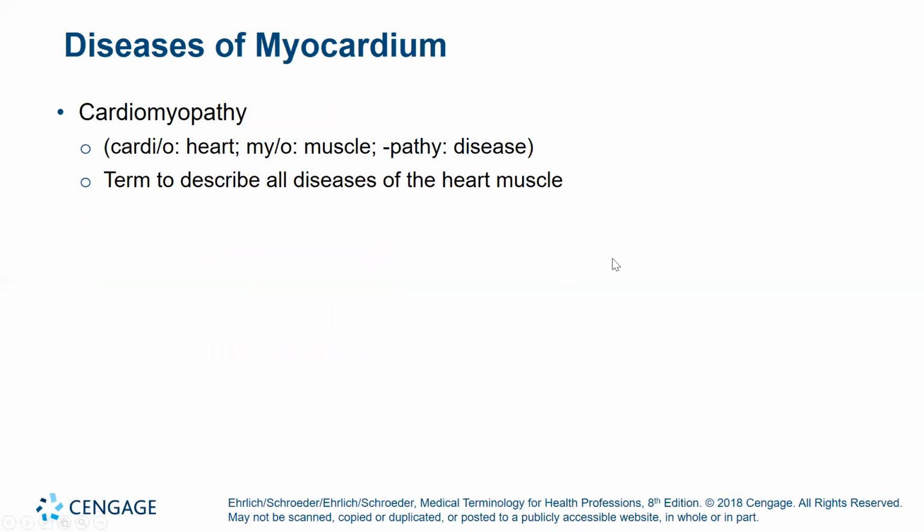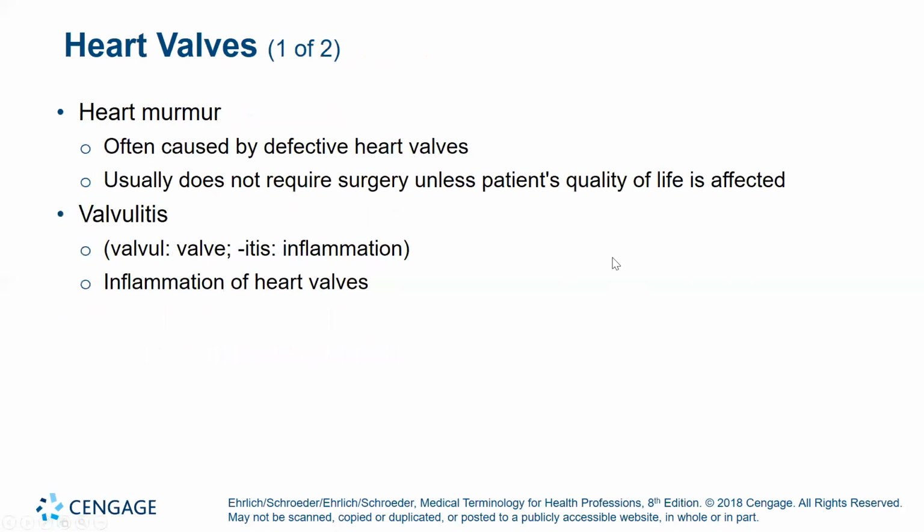We have cardiomyopathy. It's a term to describe all diseases of the heart muscles. Cardio is heart, myo is muscle, pathy is disease. Heart valves. So the first, the heart murmur. A heart murmur is an abnormal blowing or clicking sound heard when listening to the heart or a neighboring large blood vessel. Usually it does not require surgery unless the patient's quality of life is affected.